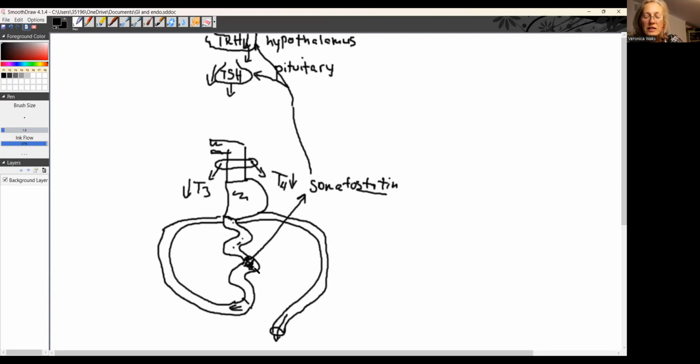When there is inflammation in the small intestine, somatostatin is produced less or not produced. As a result, there is no inhibitory effect on the pituitary. There is no inhibitory effect on TSH. So we will produce more of this, more of that. As a result, we will produce more T3 and more T4. As a result, a person may have hyperthyroidism.